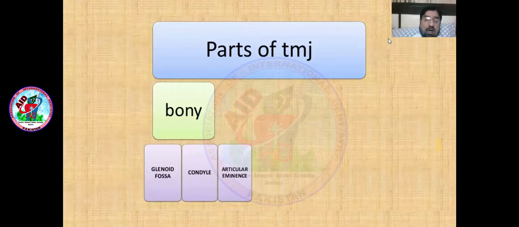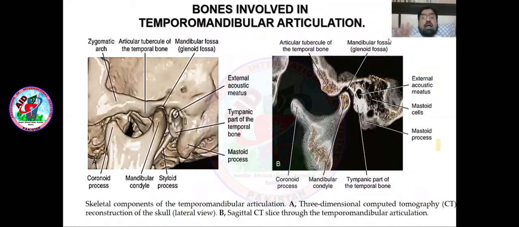Now, coming to the condyle, just to give you an overall look, these photographs are so wonderful. Don't confuse that they are too busy slides. No. Just see here, this is the coronoid process. That is the mandibular condyle. This is the styloid process, that ends the lower portion. This is the mastoid process.